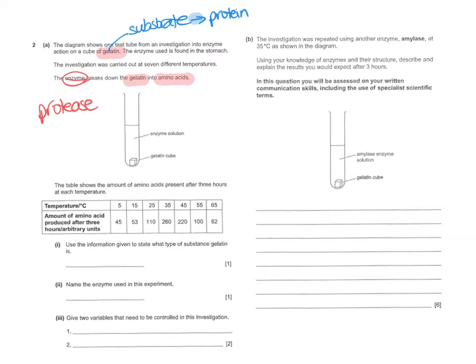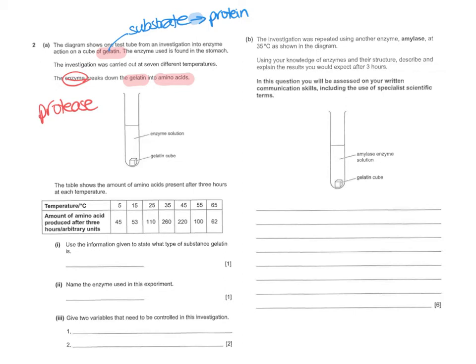Well, let's look at the experiment. They got a tube of gelatin and they added enzyme to it, and then they did it at 7 different temperatures. So the thing that is different each time is the temperature, but everything else must be the same. So things like the volume of the gelatin cube must be the same, the concentration of the enzyme solution, the volume of the enzyme solution, that all must be the same. Okay, so any 2 of those would have been fine.